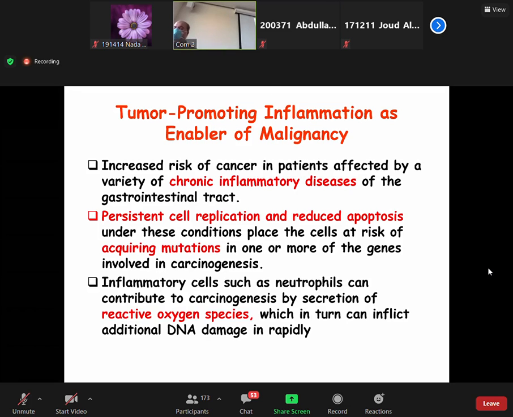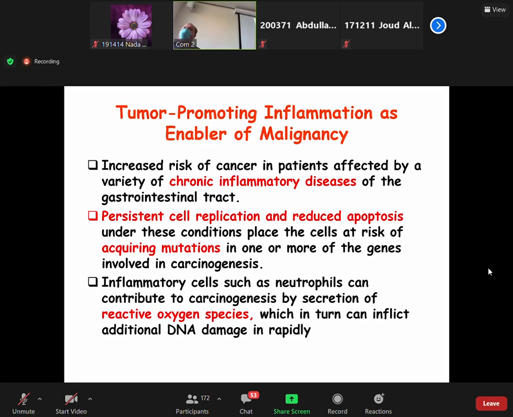And the result is going to be the likelihood of development of cancer. An example of that is patients with ulcerative colitis. Ulcerative colitis is an inflammatory condition affecting the colon. In 10 to 20 years, those patients are going to develop colon cancer. Why? Because of the chronic inflammatory condition that was happening to them during that period of time.